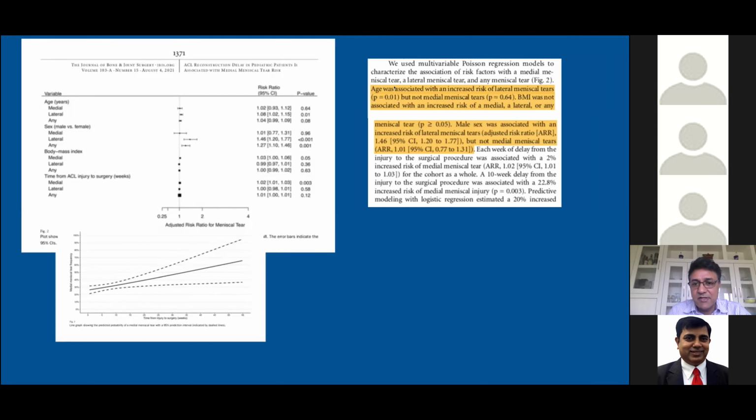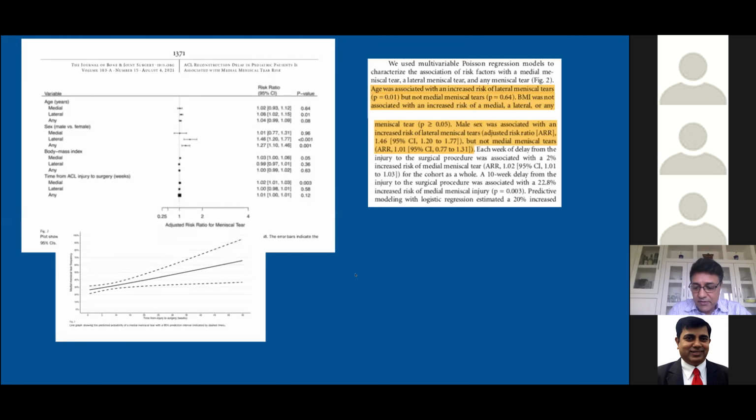That means this is the result. It said that age was associated with an increase of lateral meniscal tear, but not medial meniscal tear. BMI was not associated with an increased risk of medial or lateral or any meniscal tear. Male sex was associated with an increase of lateral meniscal tear that you see over here, but not medial meniscal tear. This is the result.